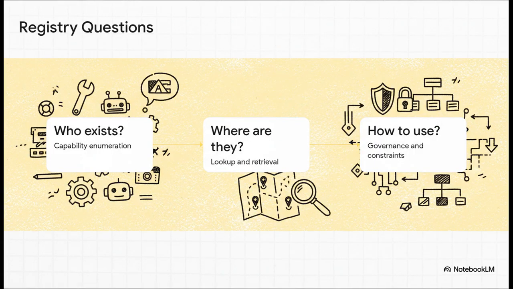You can really boil its entire job down to answering 3 simple questions. Number 1, who exists? What tools or prompts are even available right now? Number 2, where are they? How do I actually get a handle on them to use them? And number 3, how can they be used? What are the rules, the permissions, the constraints? A good registry answers all 3, clearly and reliably.